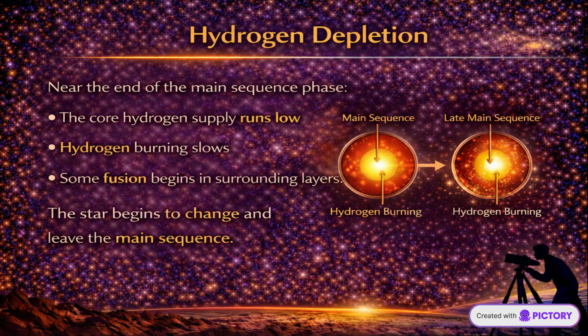Eventually, the hydrogen in the core begins to run out. As hydrogen burning slows down, fusion starts occurring in surrounding layers. The core contracts, and the outer layers respond to this change. This marks the beginning of the end of the main sequence phase.